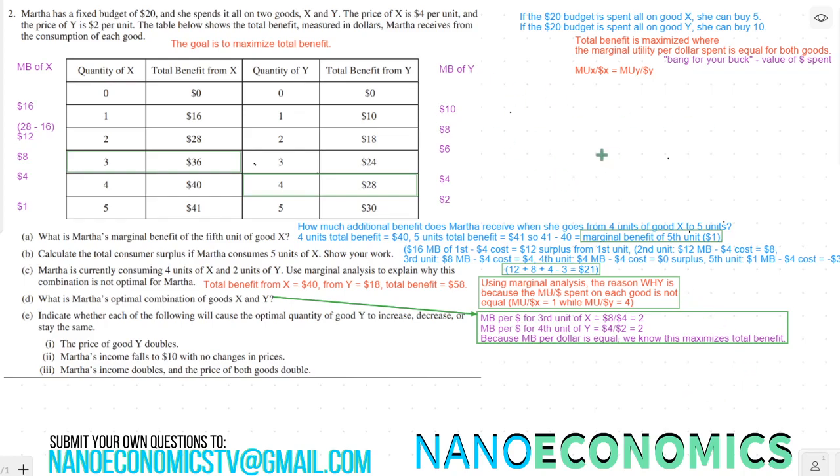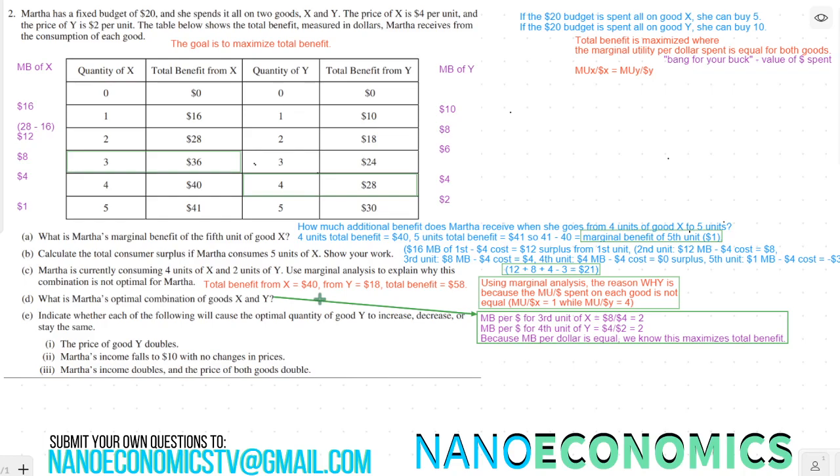So we've figured out A, which is the marginal benefit or the additional benefit when we go from 4 to 5 units of good X is $1. For B, calculate the total consumer surplus if Martha consumes 5 units of good X and show your work. So here's where the consumer surplus is going to be the difference between the total benefit and the total cost that Martha pays. So if she pays $4 and the total benefit to her is $4, there is zero consumer surplus because all of the benefit that was received was paid for directly dollar for dollar.